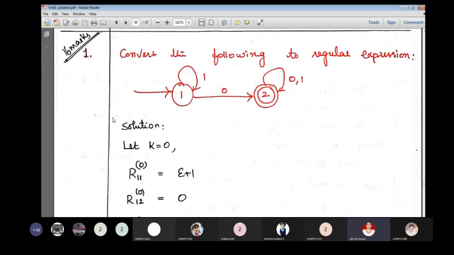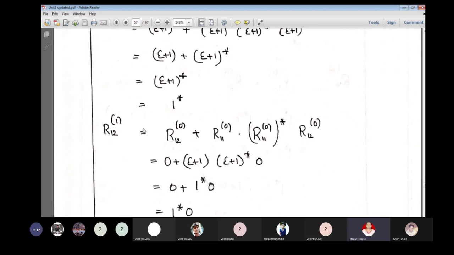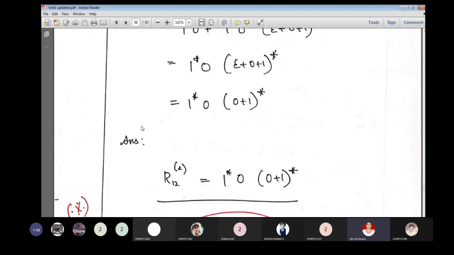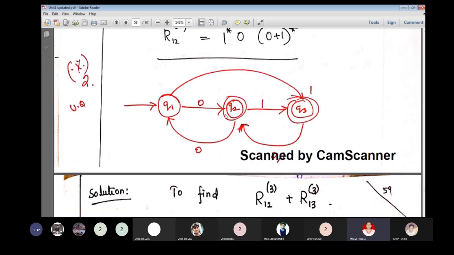So go to this diagram. Is this the regular expression you are getting? Yes. Look here. You can read this 1 any number of times. How can you represent it? So 1 star followed by 0 followed by 0 plus 1 the whole star. So this is the final answer we have got by following the formula for RIJK. So R12 power 2 was 1 star 0, 0 plus 1 the whole star. Clear?